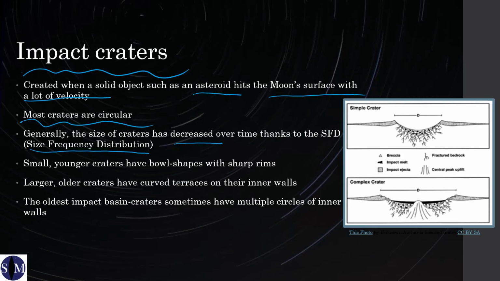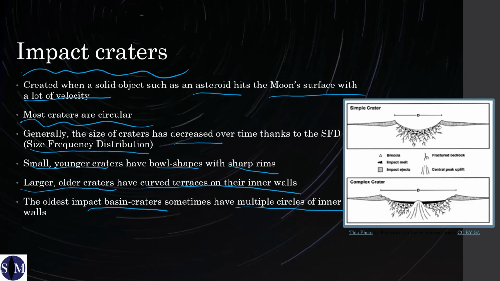As we discussed in the timeline of the moon's geological history, we know that all of the largest craters created in the moon's developing stages have been destroyed in the Eratosthenian period. Scientists have observed that younger, smaller craters are bowl shapes with sharp rims. On the other hand, larger, older craters have curved terraces on their inner walls. The oldest craters we can observe are impact basins, which sometimes have multiple circles of inner walls.